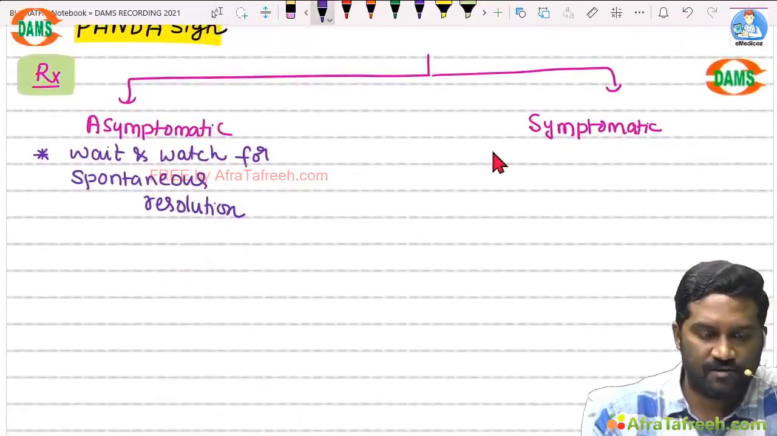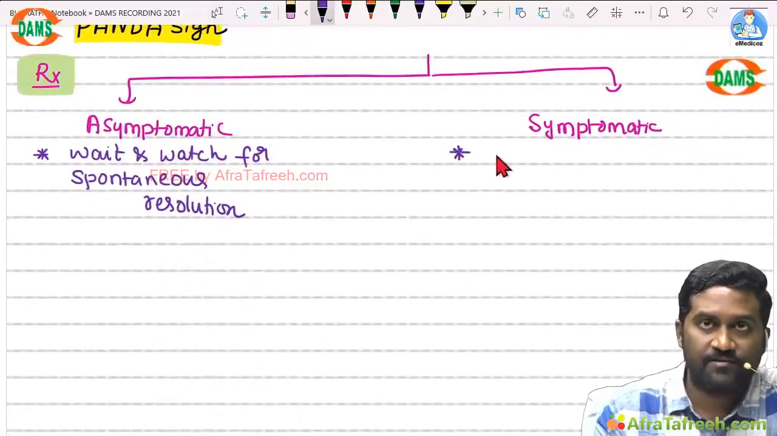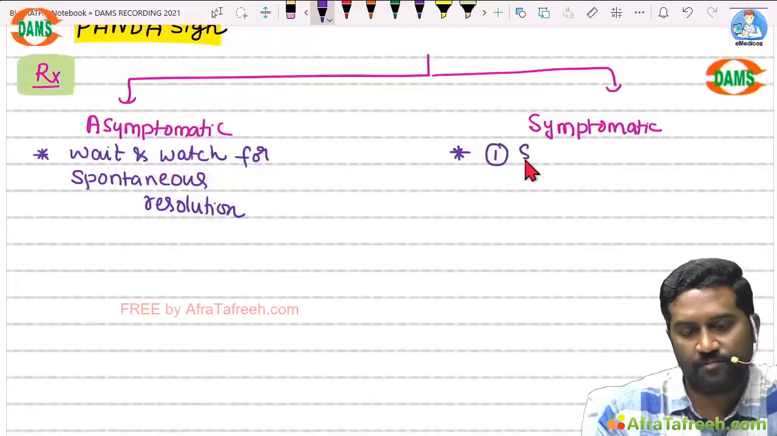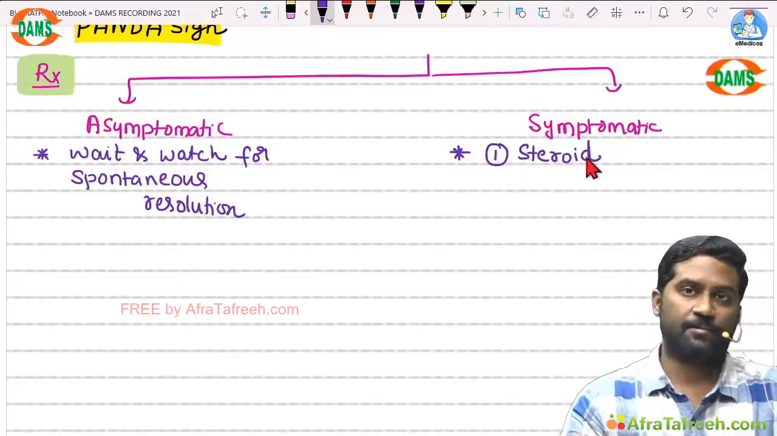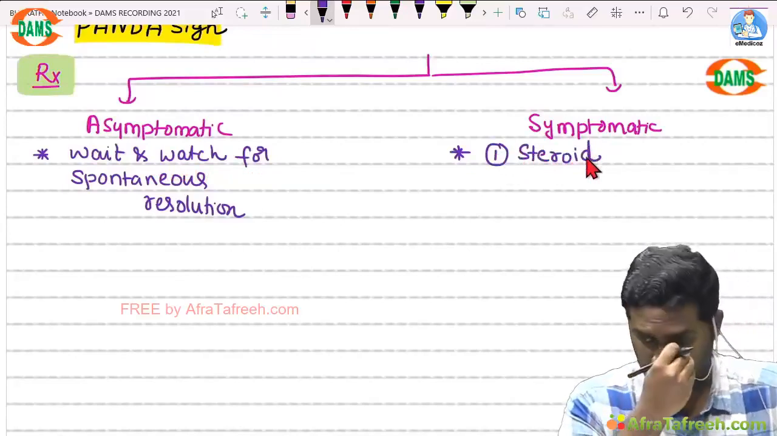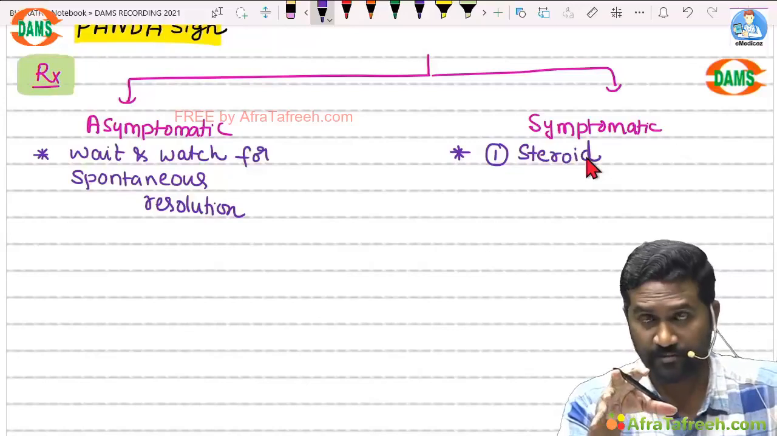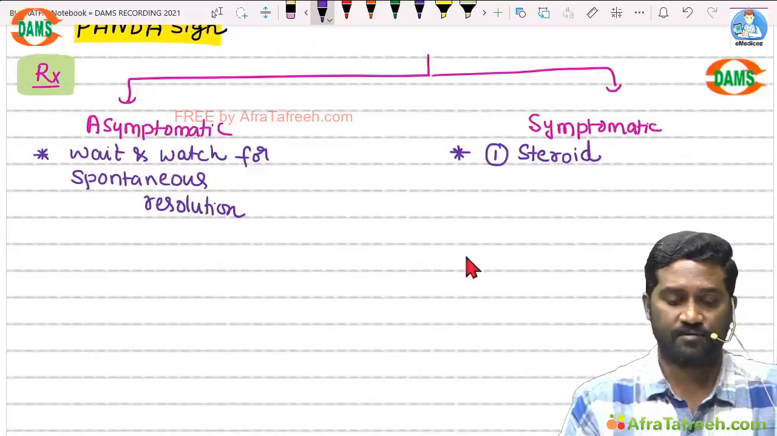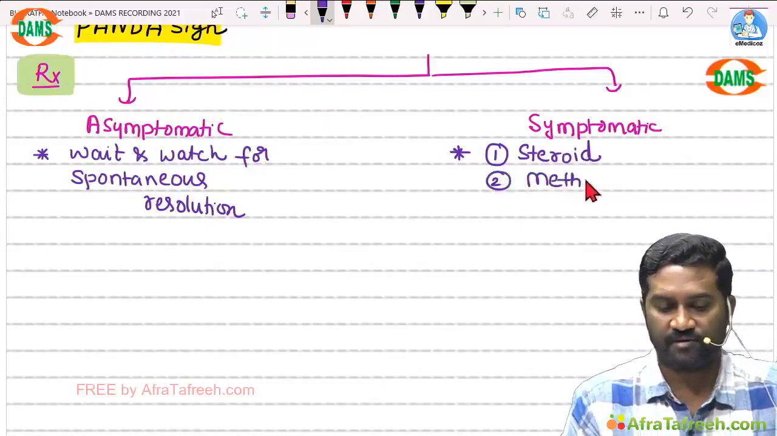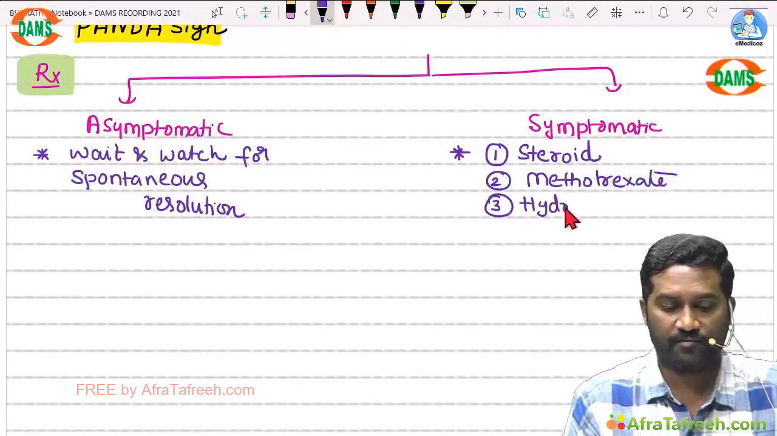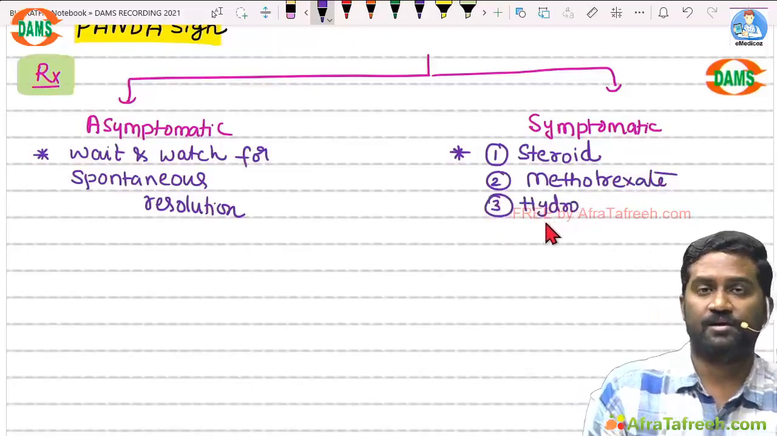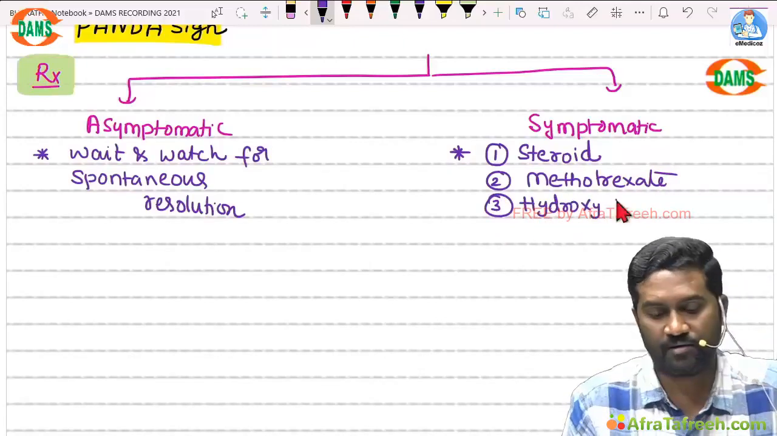Now if the patient is symptomatic, I should start treatment. Most important drug is steroid. This sarcoidosis is also some abnormal inflammatory response. To control that abnormal inflammatory response, you should start steroid. Along with that, you can add methotrexate, hydroxychloroquine to modify the immune response. So all these have activity in modulating the immune response.